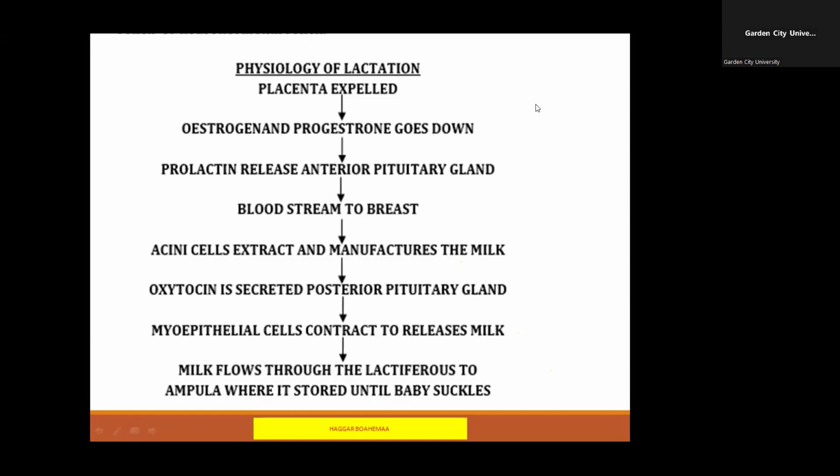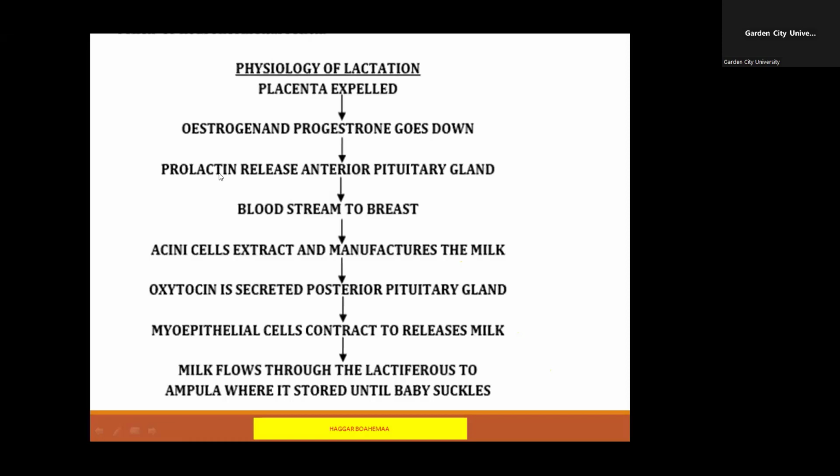So the moment you deliver the placenta, within that short period, these hormones will go down, because now the placenta is no more there to produce progesterone and estrogen. So the moment the placenta is expelled, progesterone and estrogen levels will go down. And the moment they go down, it will help the anterior pituitary gland to release the prolactin, which is responsible for the production of milk.